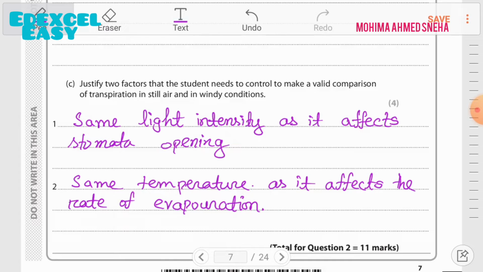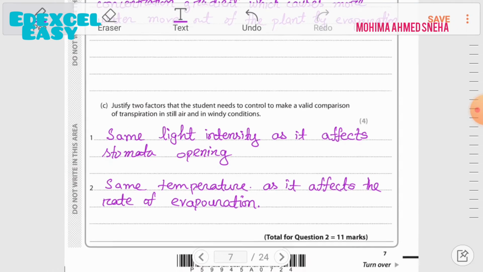Evaporation. And with this, question number 2 ends. Moving to question number 3.